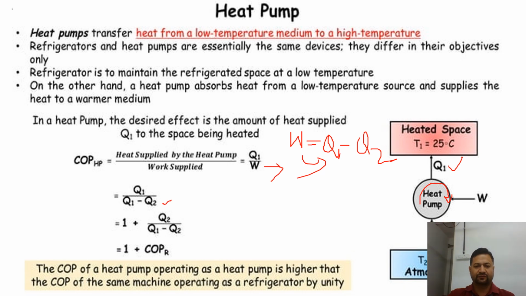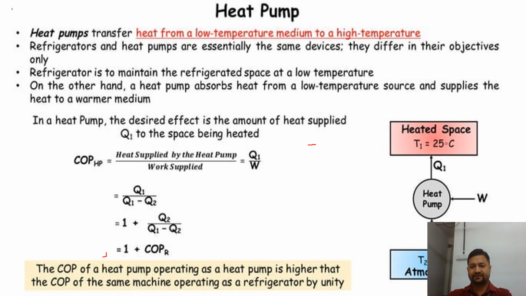If you do the calculation, then this is an important correlation: COP of heat pump will be equal to 1 plus COP of refrigerator. Always the COP of heat pump will be higher as compared to the COP of refrigerator. So this is your mathematical proof. So this concludes your first section, that is Clausius.